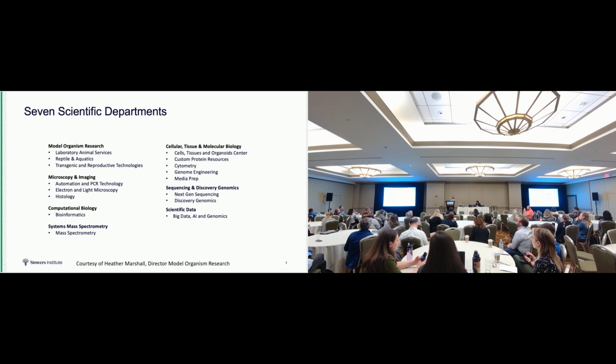technology hubs. So you can see the first one, model organism research, includes what was initially independently laboratory animal services, reptiles and aquatics, and transgenic and reproductive technologies. And all of those structures are now organized under Heather Marshall, who is the director of the model organism research organization. So again, anybody in here from Stowers?